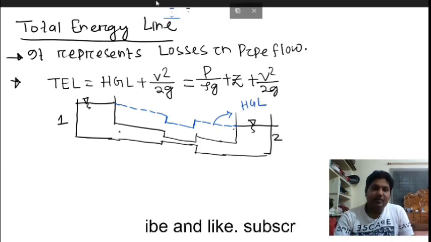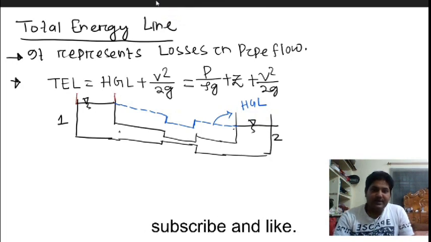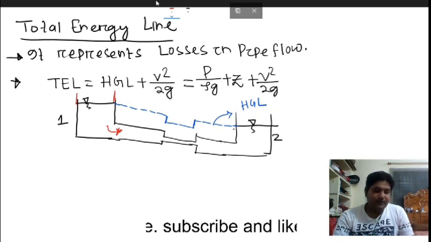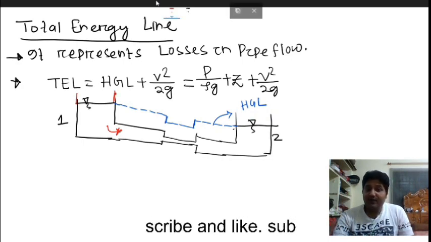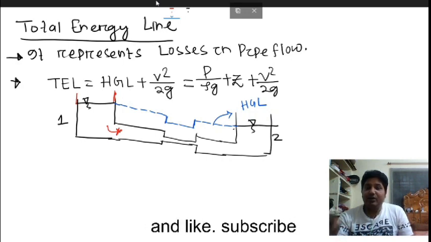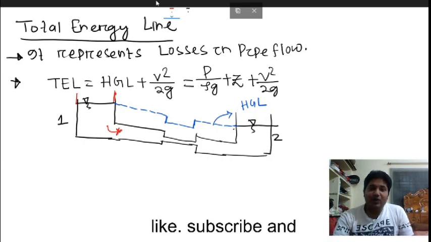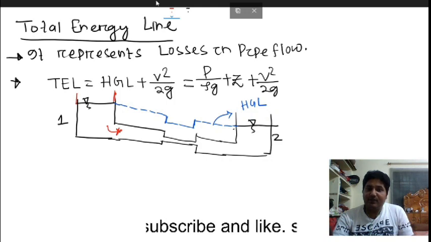Now if you draw the total energy line, total energy line means what? You always add the velocity head. Suppose the water is flowing at this location, so to include the velocity head you have to add it at this location. The total energy line always falls in the direction of the flow because it always includes the losses in the pipe flow. What are the losses? Major losses, minor losses: frictional losses, losses due to sudden obstruction, losses due to sudden expansion. So if all the losses are included, it always falls in the direction of the flow. But the hydraulic gradient line may rise or may fall. I think you got the point.